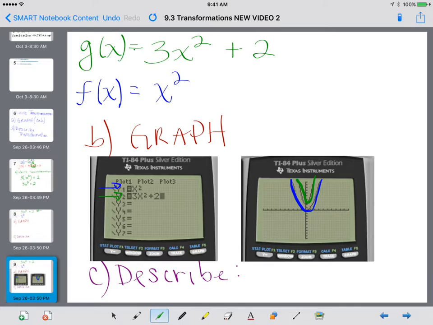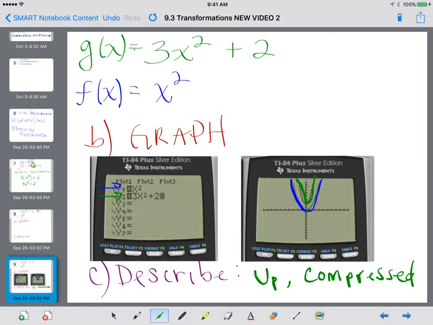Now I need to describe the transformation. What happened from the blue graph to the green graph? It looks like it translated up, and it also compressed. Our vertex was down here, the vertex moved up, therefore it goes up, and it looks like it gets a little skinnier, so it compressed.